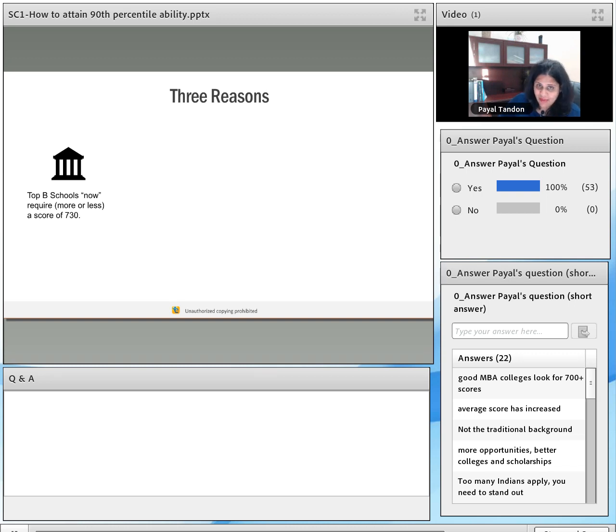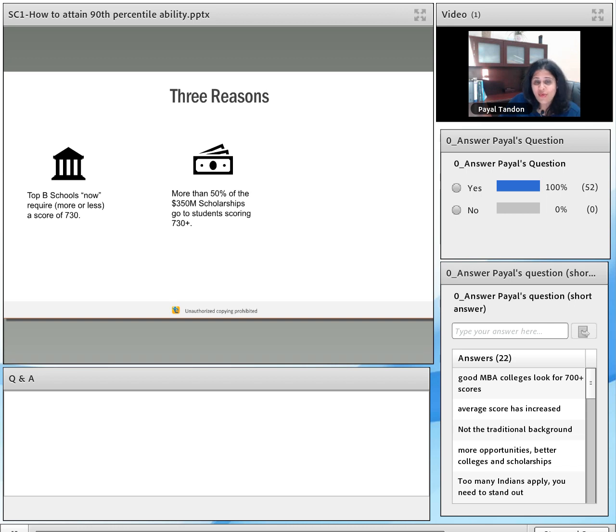If you want to get an MBA from a top B school, there is a very big reason why you should be aiming for an MBA from top 25 B schools. Okay, all right.